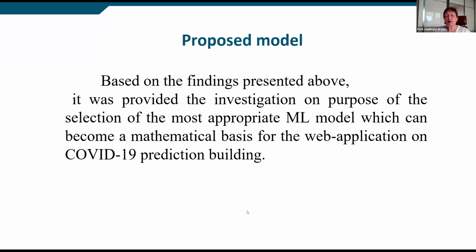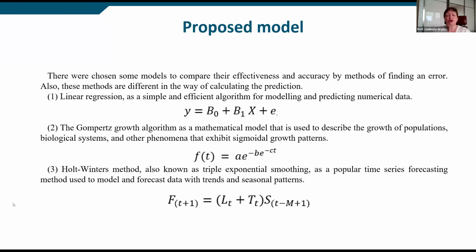So based on the findings presented above, an investigation was provided with the purpose of selecting the most appropriate machine learning model, which can become a mathematical basis for our application. Some models were chosen to compare their effectiveness and accuracy by methods of trial and error. In particular, we selected linear regression as a simple and efficient algorithm for modeling and predicting numerical data. The Gompertz growth algorithm is a mathematical model used to describe the growth of populations, biological systems, and others. And the Holt-Winters method, also known as triple exponential smoothing, is a popular time series forecasting method.